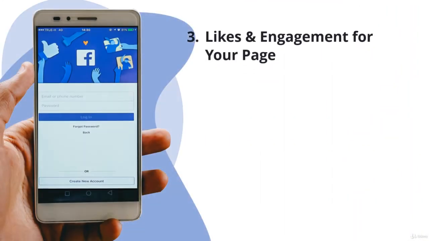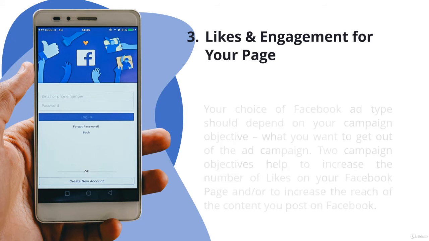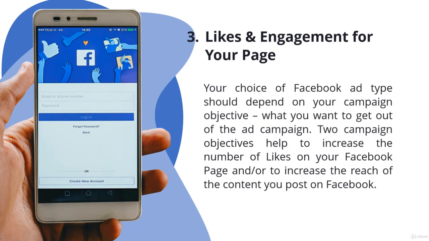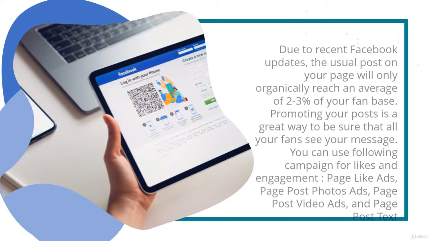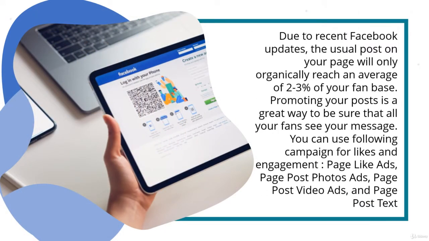3. Likes and engagement for your page. Your choice of Facebook ad type should depend on your campaign objective, what you want to get out of the ad campaign. Two campaign objectives help to increase the number of likes on your Facebook page and/or to increase the reach of the content you post on Facebook. Due to recent Facebook updates, the usual post on your page will only organically reach an average of 2 to 3% of your fan base. Promoting your posts is a great way to be sure that all your fans see your message. You can use the following campaigns for likes and engagement: page like ads, page post photo ads, page post video ads, and page post text.